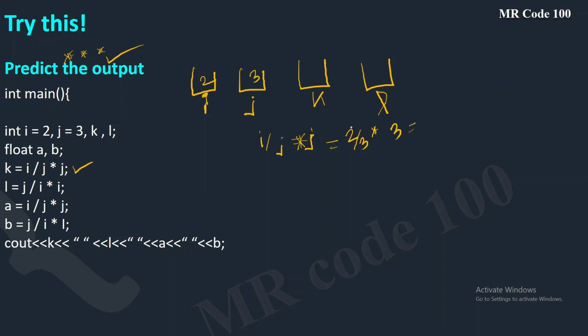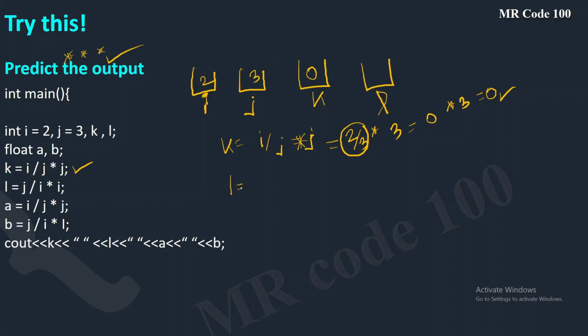First of all, the computer will calculate this one, 2 by 3. Now tell me, what's the value of 2 by 3? It comes to 0.67, so 0, and 0 multiplied by 3, the answer should be what? 0. Did you see this? So this was the value of K. Write it down here, otherwise we will forget this one: K is 0.